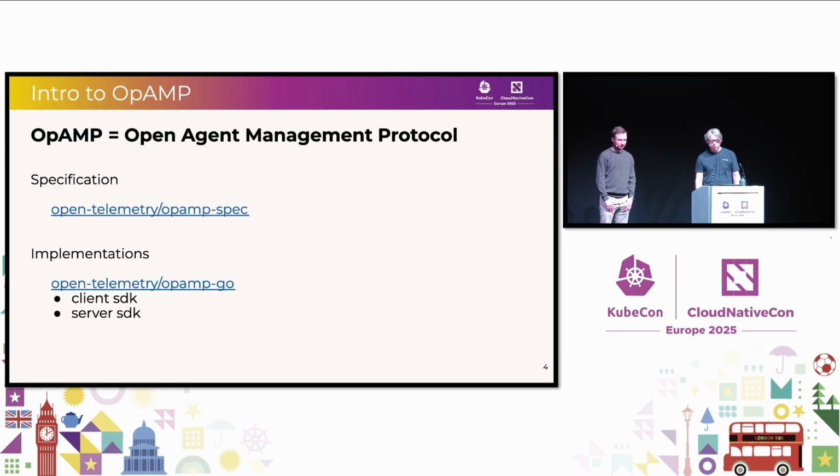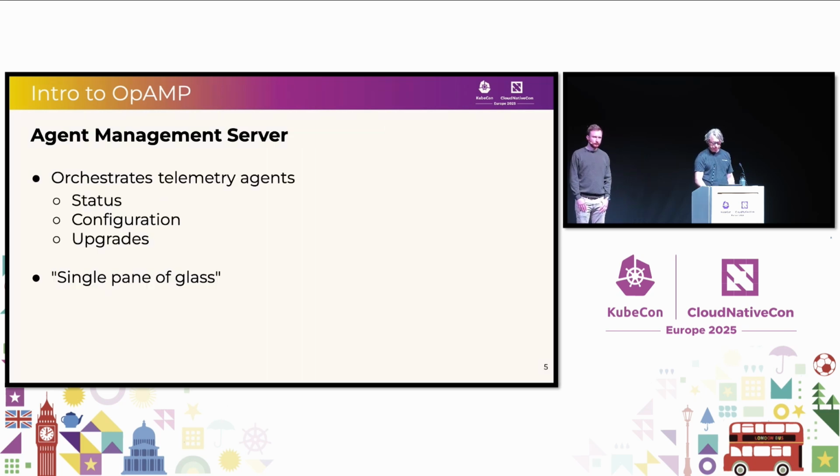So OpAMP stands for Open Agent Management Protocol. It's a network protocol for remote management of large fleets of observability agents. The specification is available within the OpenTelemetry GitHub organization, and a Go implementation is also available. It contains client and server SDKs, and provides some example implementations.